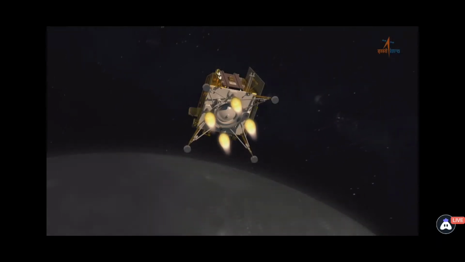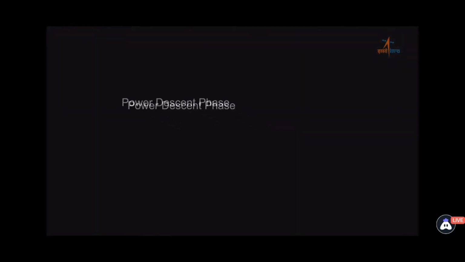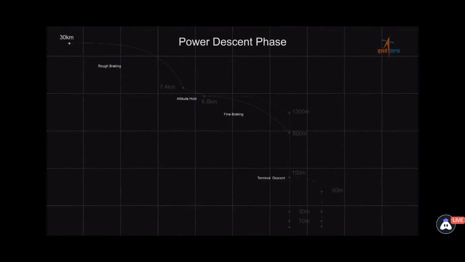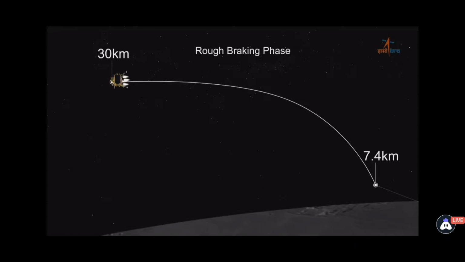The preparation for today's event had started 48 hours before, wherein various pre-selections and uplinking of parameters for the autonomous landing sequence were carried out. The whole descent is divided into 4 phases: the rough braking phase, the attitude hold phase, fine braking phase, and the local navigation phase or the terminal descent phase.